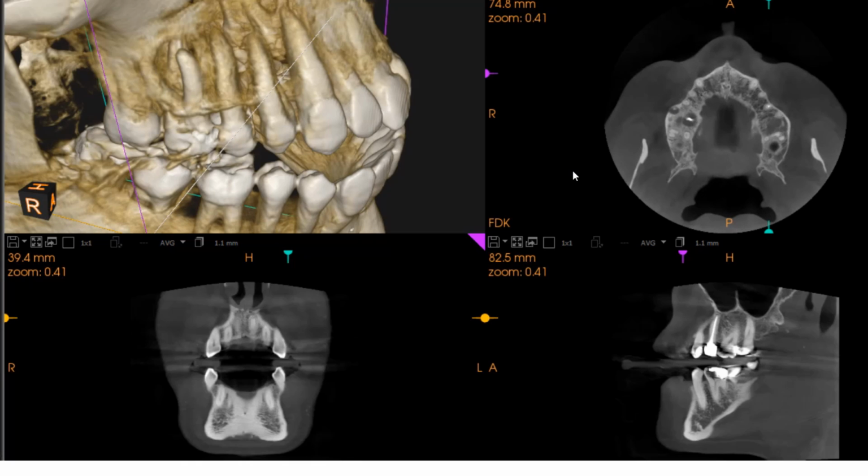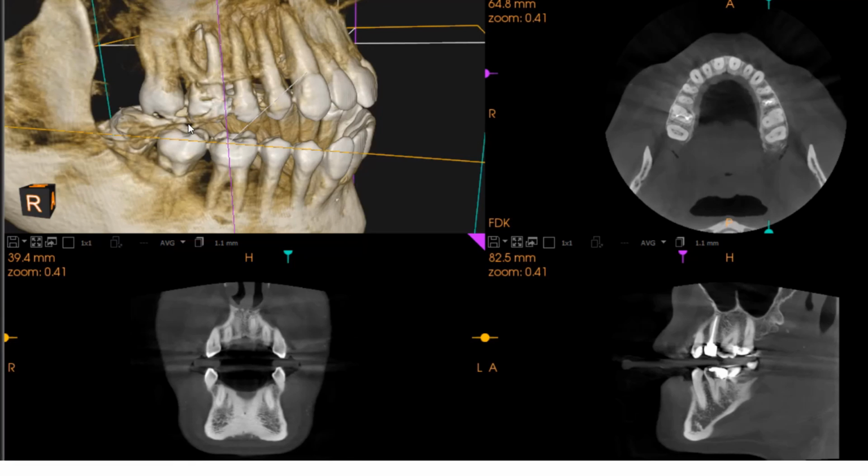So in this case, it is very important to get this picture because this case might not be very indicated for endodontics.